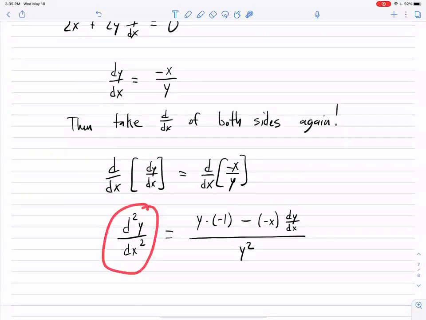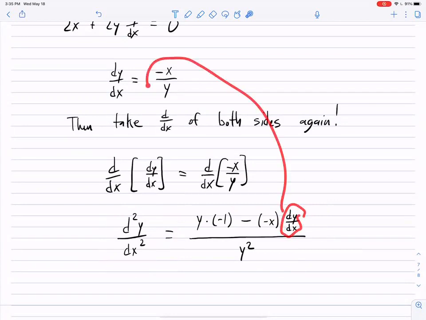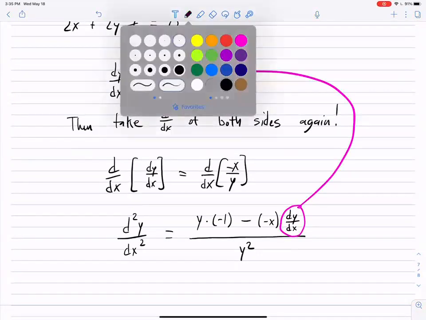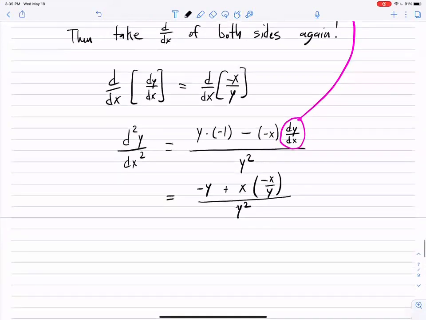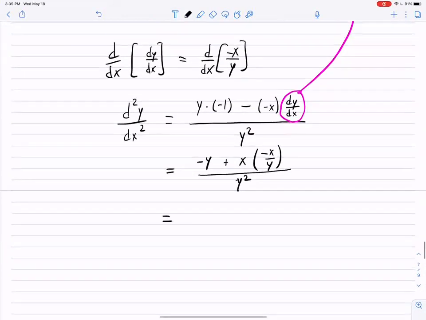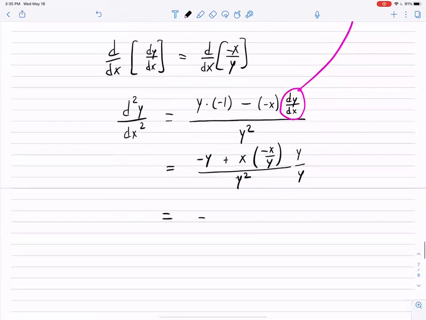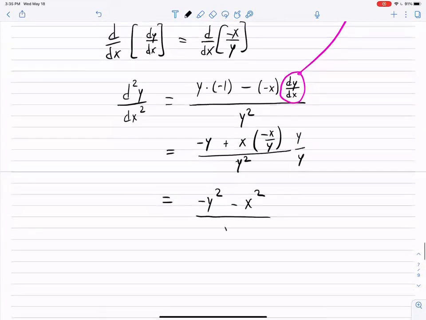And so now we have an expression for d squared y dx squared in terms of y, x and dy dx, but we have dy dx in terms of x and y. So let's plug that in right there. And now we'll have an expression involving only y's and x's. So this is negative y, and then plus x times negative x over y, divided by y squared. And that's honestly fine, but I want to simplify it a little bit more. Let's multiply top and bottom by y, just to get rid of that y and that y. That's the reason I did that. So I get negative y squared, minus x squared, and then all over y cubed.